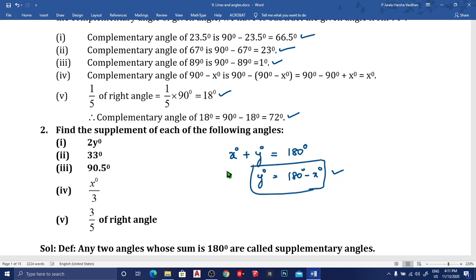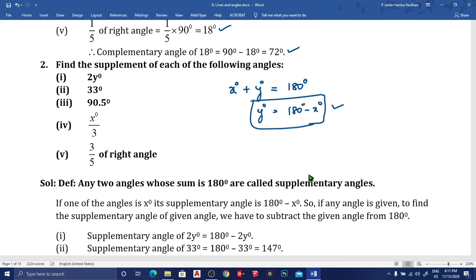So this is the formula for finding the supplementary angle. If one of the angles is given, to find the other angle, you have to subtract the given angle from 180 degrees, which is 180 minus x degrees. Now what is the first problem here? 2y degrees. In place of x, you take 2y, so 180 minus 2y. You cannot do anything more here because it is a variable. You have to keep it like this. So 180 minus 2y is the supplementary angle to 2y degrees. That is the answer.